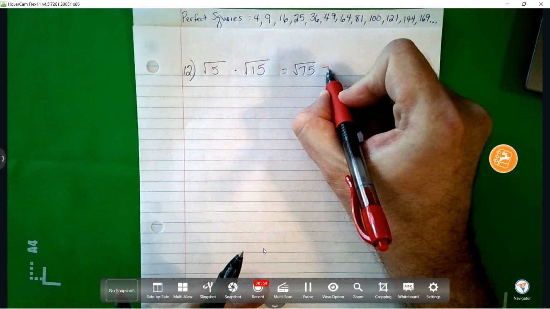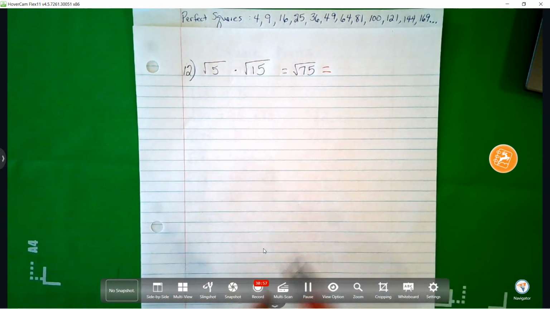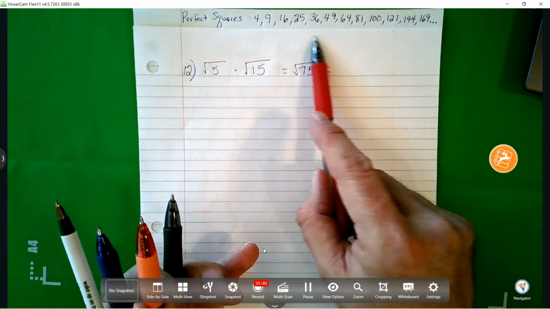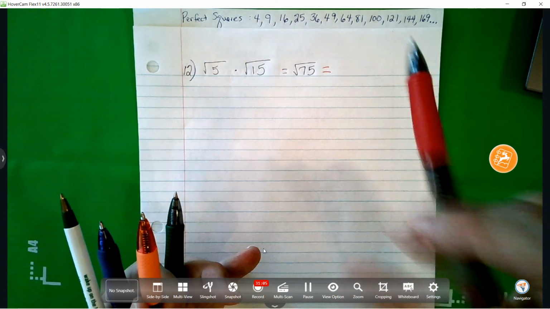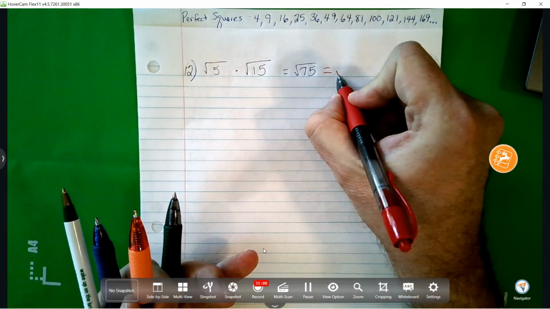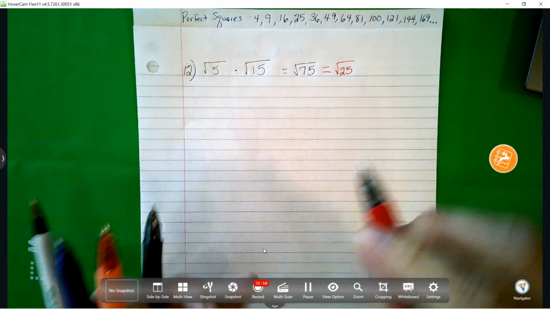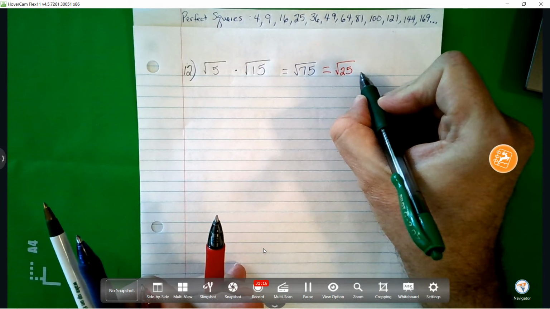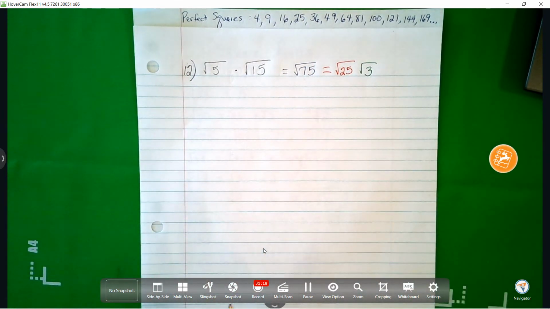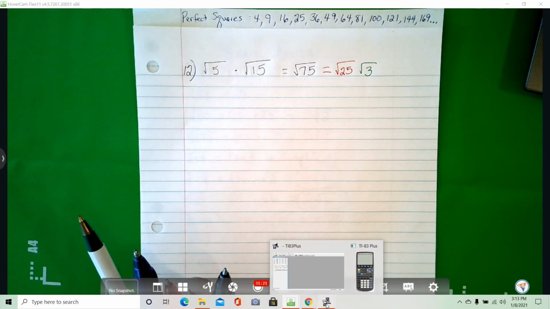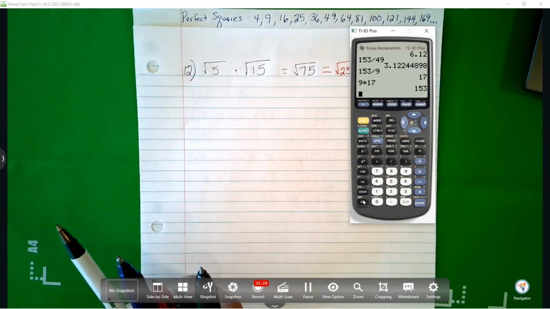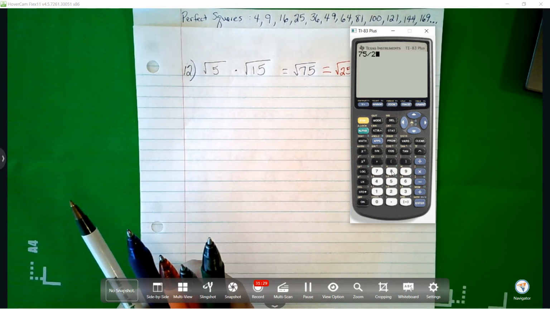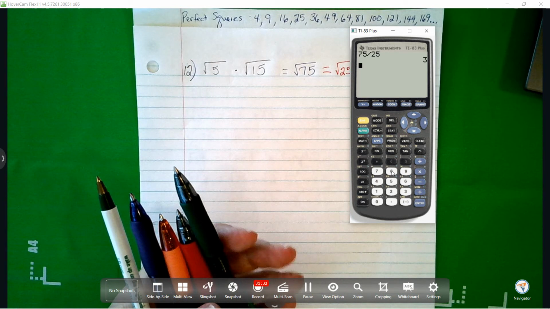Well, you simplify it the way we were simplifying earlier. What's the biggest perfect square that divides evenly into 75? Well, notice I stopped right here. Isn't it 25? What's 75 divided by 25? Is it 3? How am I getting these numbers? My calculator. If I put in 75 divided by 25, it's 3.